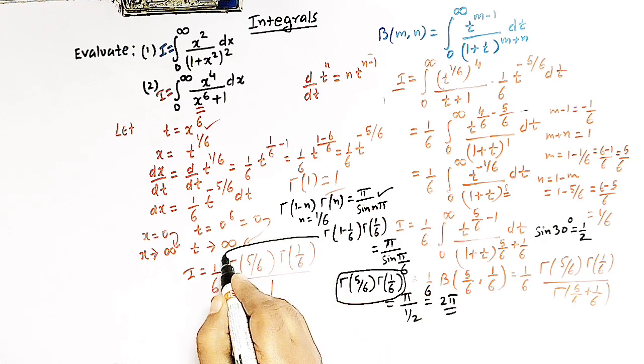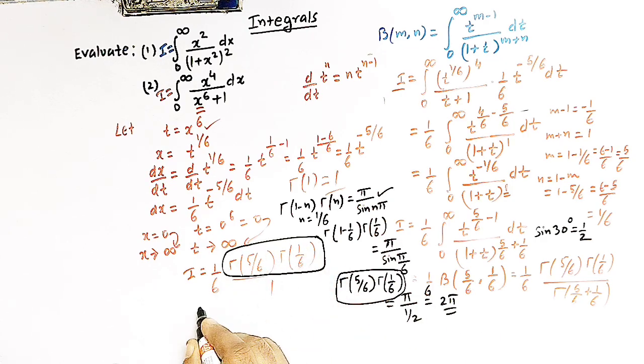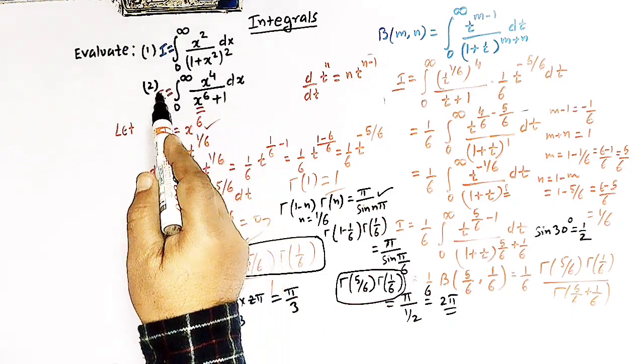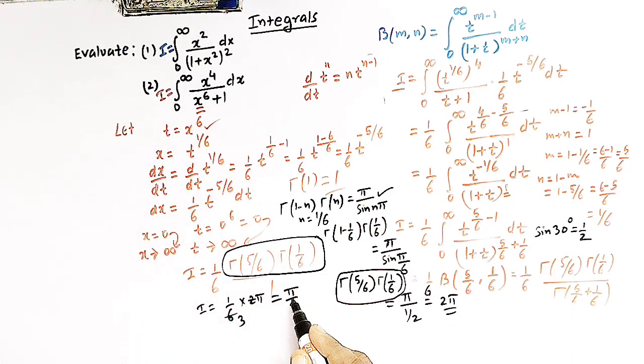So let us substitute this value over here. So we have I is equal to 1 over 6 times 2 pi, and here 2 times 3 is 6. So we have pi over 3. So the value of this integral I is equal to pi over 3, that is pi divided by 3.